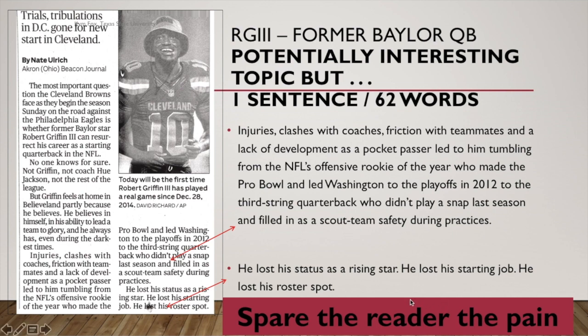On the other hand, the writer did something sort of lovely here. Here's the last. He lost his status as a rising star. He lost his starting job. He lost his roster spot. That sort of cadence by those short sentences is done on purpose, right? So we couldn't create a whole story of that. That would be too much. But it is a good idea to take after a longer sentence, too long, but, tightened up a bit, to then give us this sort of short break. That can work well. We tried here.